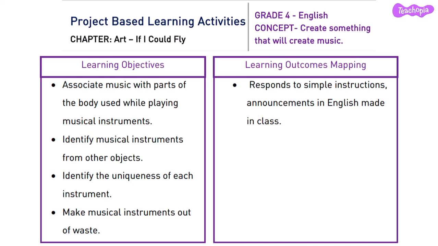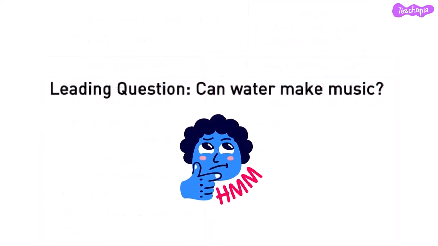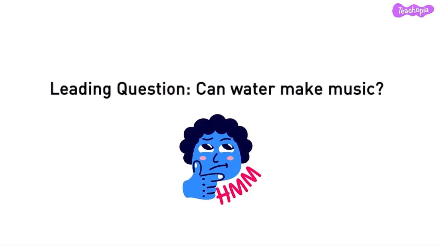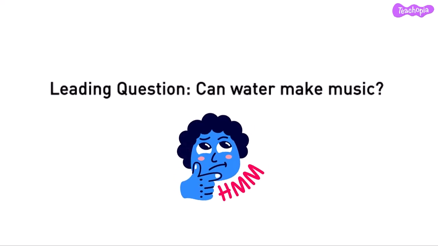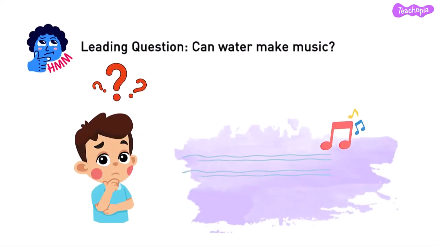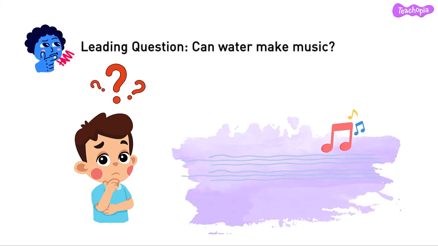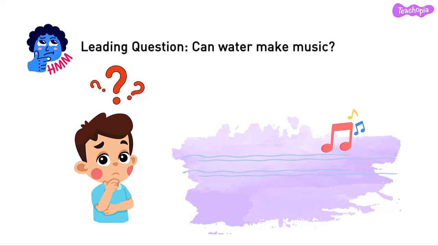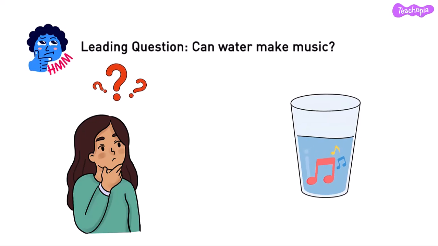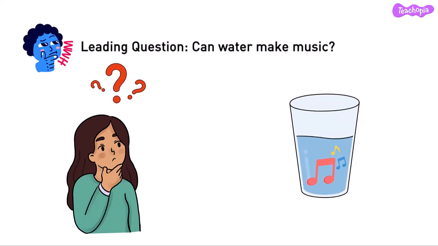Like every other PBL, this PBL starts with the leading question of, can water make music? This, of course, is a leading question aimed to make the learners think of the concept of music being created out of everyday objects. Here, when asked this question, the learners are free to think if water can make music or not, and what are their thoughts about it.